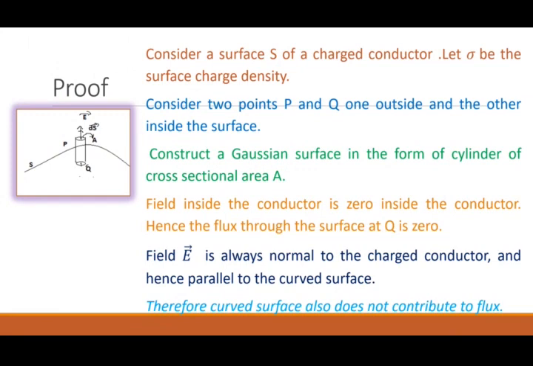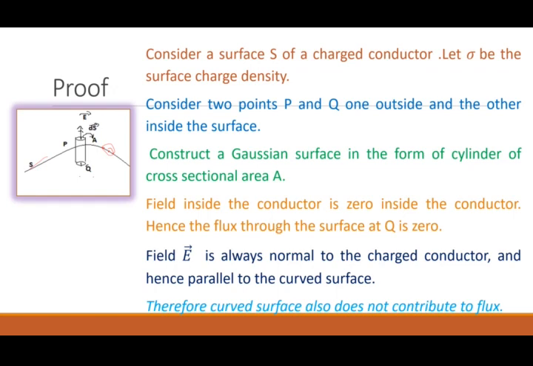Consider a surface S of a charged conductor. Let sigma be the surface charge density. At any point there will be surface charge density. Since inside this volume no charges can reside, we will define only the surface charge density. If you consider a surface here, that will have a certain amount of charge. Charge per unit surface is called charge density, surface charge density.